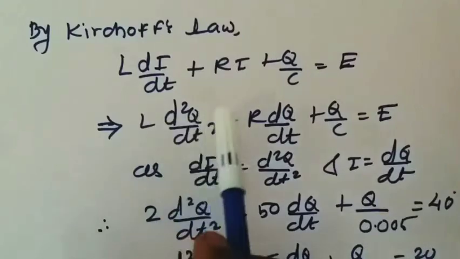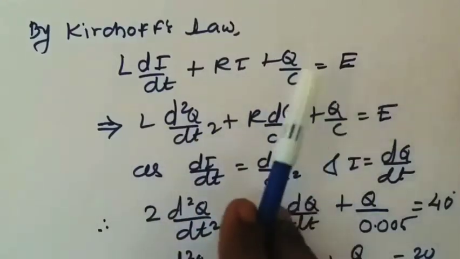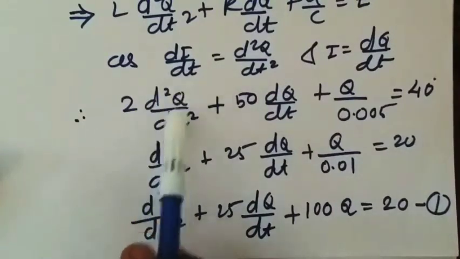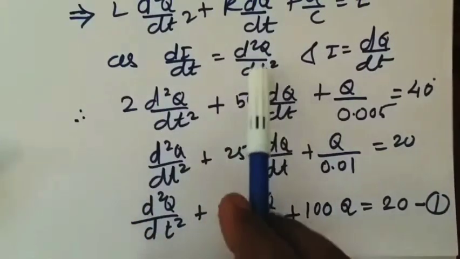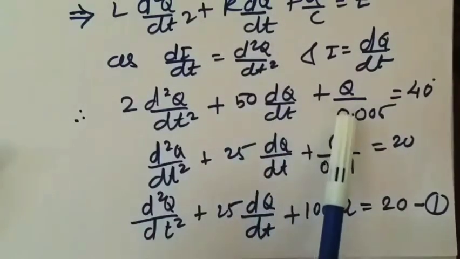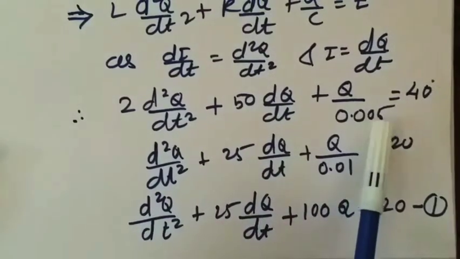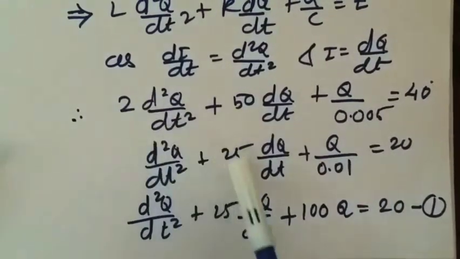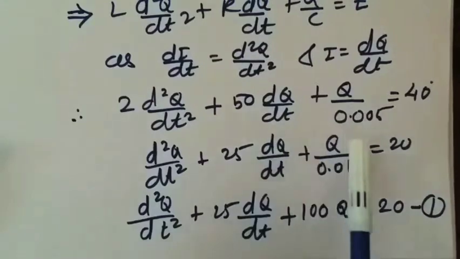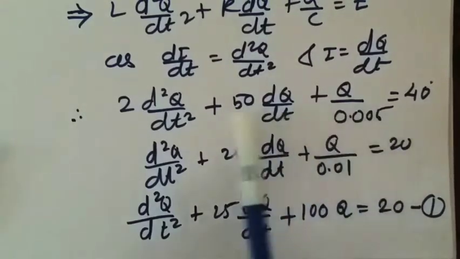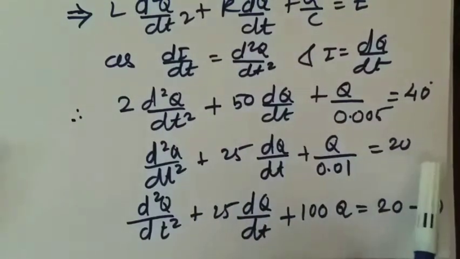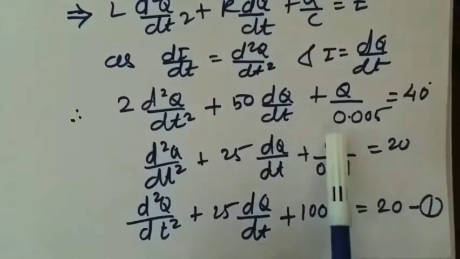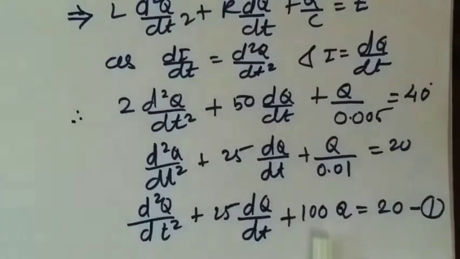Now substitute the given values L, R, C, E in the problem. So L is 2, so 2 d2q by dt square plus 50, the value of R is 50, here C is the capacitance 0.05 farad, equal to E, that is 40. After dividing this by 2, I will get here 50 by 2, 25. This 0.005 will get multiplied by 2, which will give us 0.01, equal to 40 by 2, that is 20. Again this 0.01 can be taken in the numerator, which will be equal to 100.